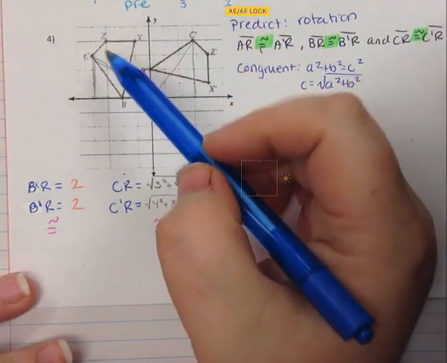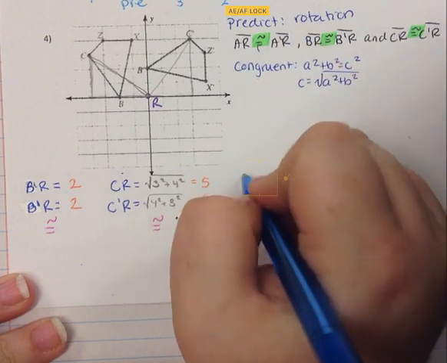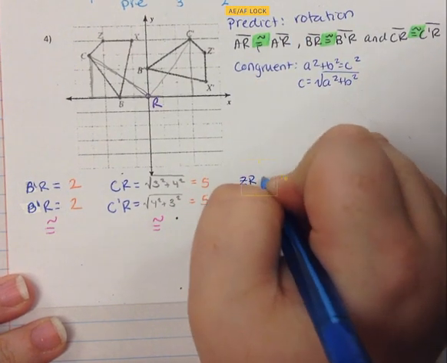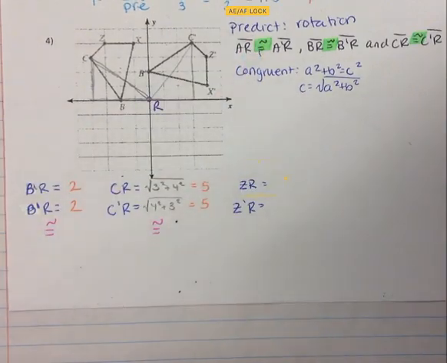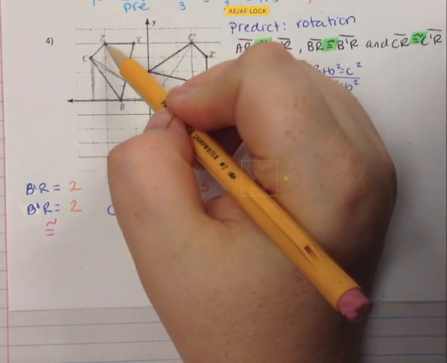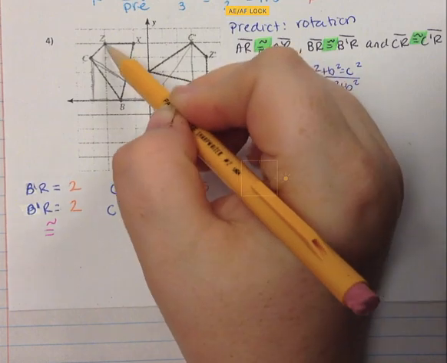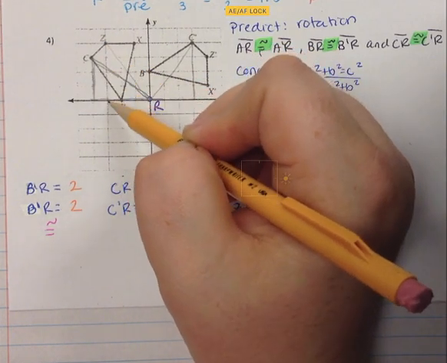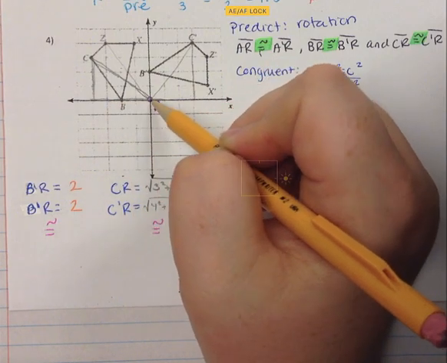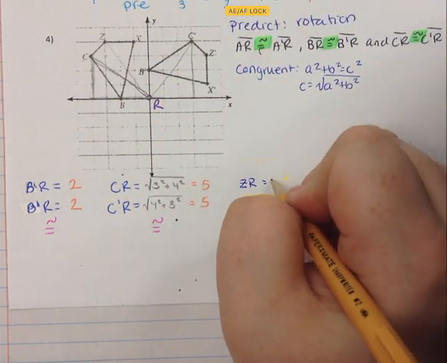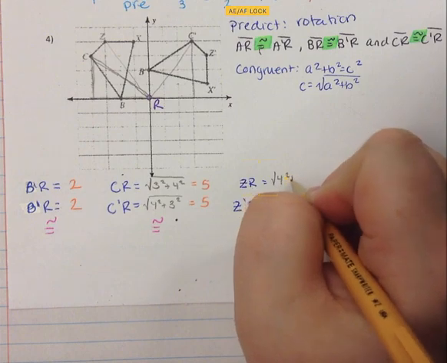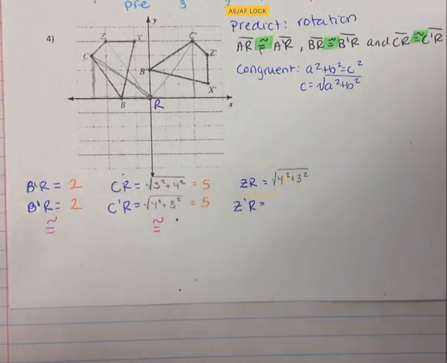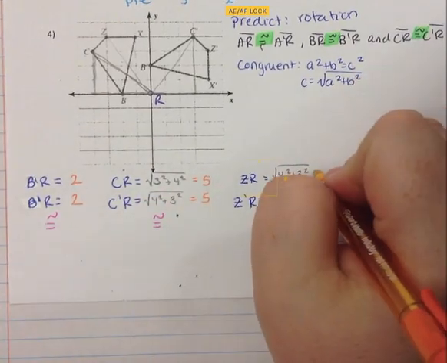The next one we'll do is we'll go from Z to R. So we'll talk about Z, R, and Z prime R. So Z to R. From Z to R, so we go down 1, 2, 3, 4, 1, 2, 3. So that's actually the same thing. So that's the square root. So we have 4 squared and 3 squared, which was equal to the same thing from over here. That's still just equal to 5.